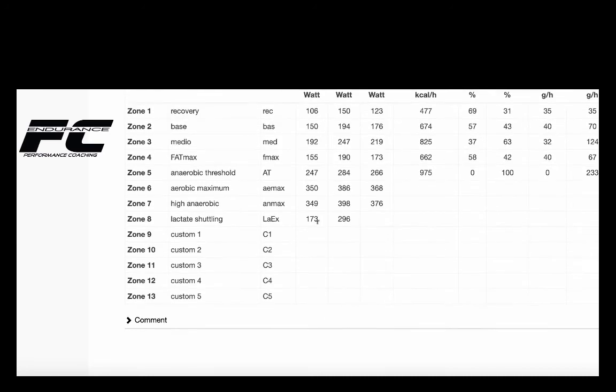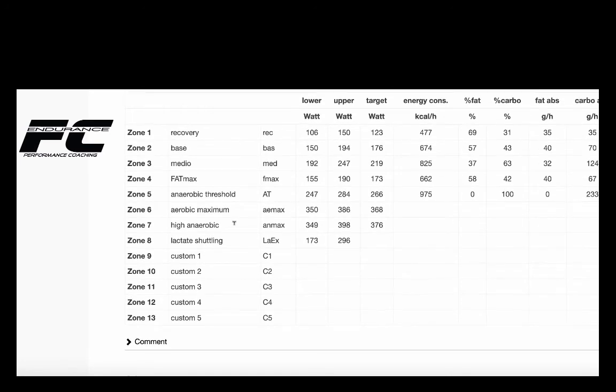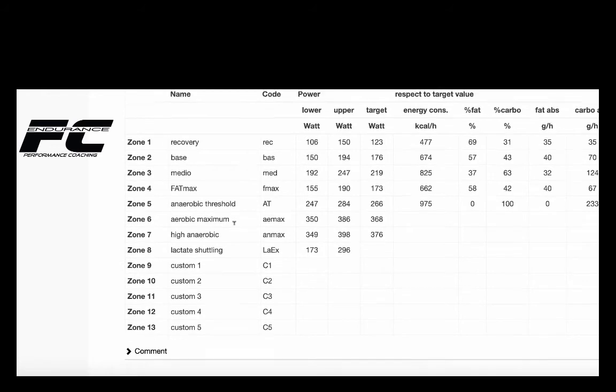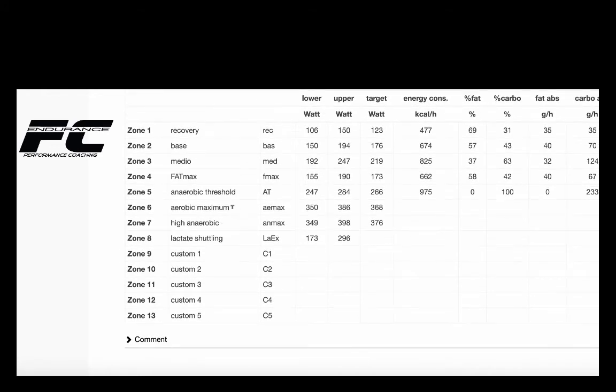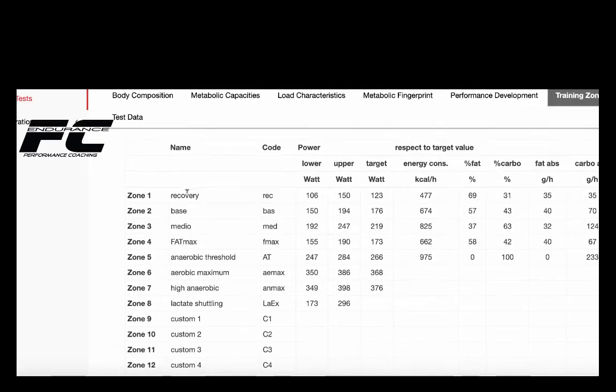Okay, and high anaerobic and lactate shuttling, those have specific purposes, but for the purpose of Ironman training and getting you as efficient as possible, we're going to be operating within these first 6 zones most of the time. Okay, doesn't mean we won't use these, but it just means most of the time we're going to be in your first 6 zones.